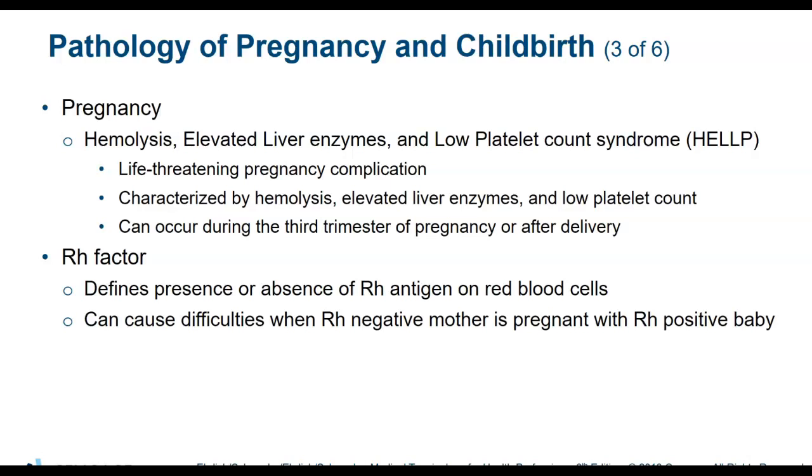Rh factor defines the presence or absence of the Rh antigen on the red blood cells. It can cause problems if the mom is Rh negative with an Rh positive baby. And so that is marked from the very beginning. The treatment for that is RhoGAM. You'll get one, I think if I remember correctly, at 28 weeks, and then you'll get one at birth.